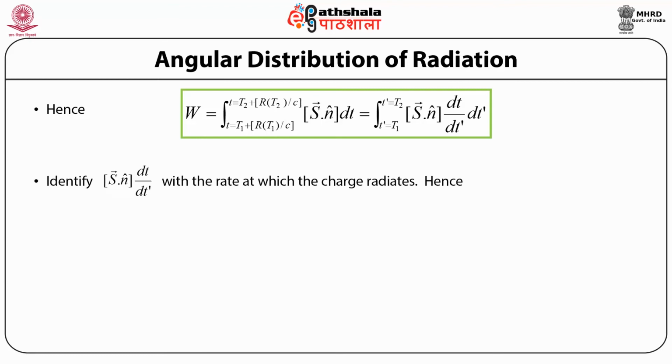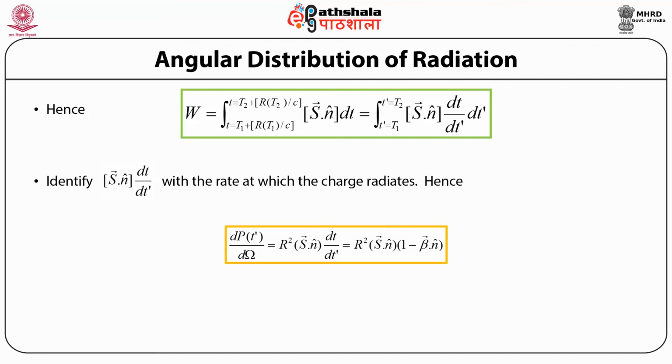So we identify the integrand of this expression, S dot n cap dt/dt', as dW/dt', that is the rate at which the charge radiates what eventually passes a unit area on S at the point x. This is the instantaneous power radiated, hence dP(t')/dΩ equals R squared S dot n cap dt/dt', which equals R squared S dot n cap into (1 minus beta dot n cap).